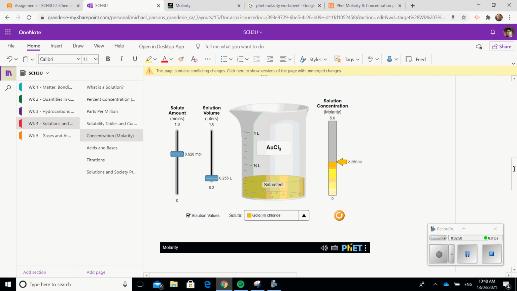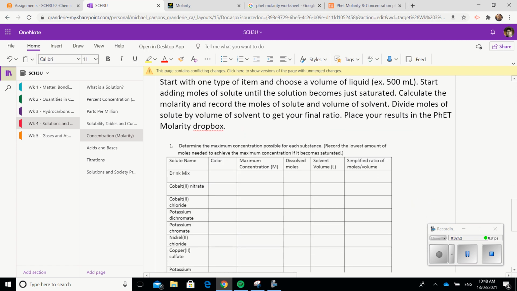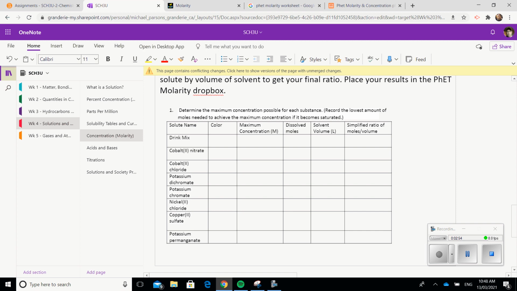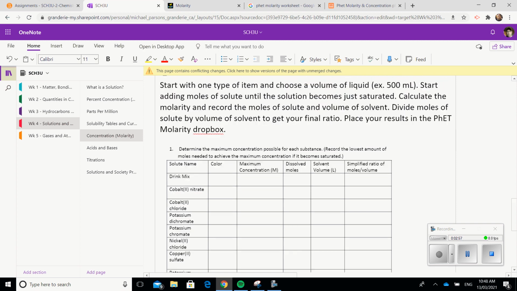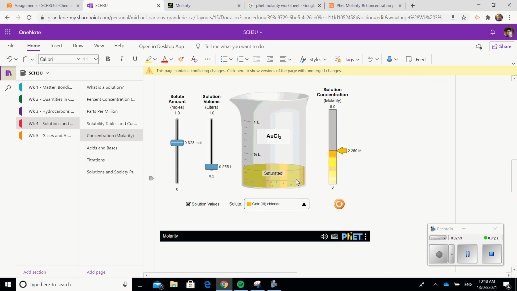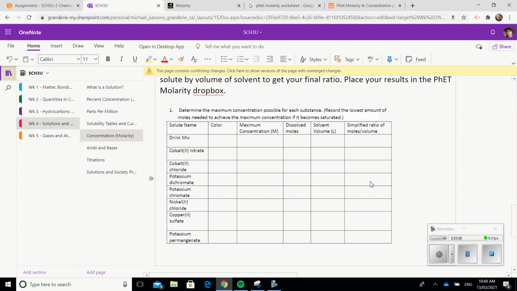So what I would now do is go down to my chart, and it doesn't have the gold chloride in it, but if it did, I would record the color as yellow. I would record my moles and my volume when I hit saturation. I would divide my moles by my liters to get my maximum concentration, and then I would get my ratio. So I would divide this column by this column to get my ratio.